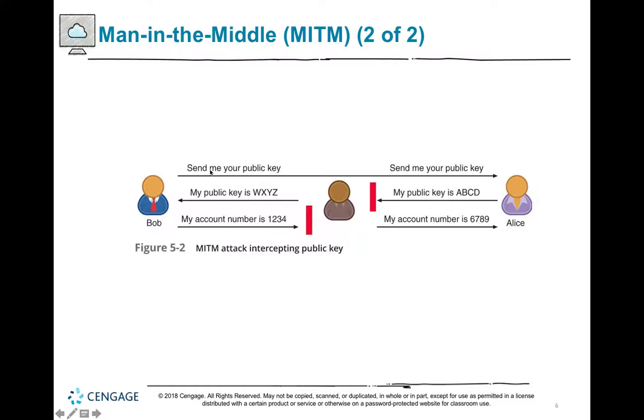Just to make it a little more clear, Bob and Alice are trying to communicate. He sends a message, it says, "Send me your public key." Alice replies with her public key, but it's intercepted by the attacker, and instead a different public key is forwarded on to Bob. Then Bob replies with a sensitive message. It's also intercepted by the attacker, altered, and sent on to Alice.